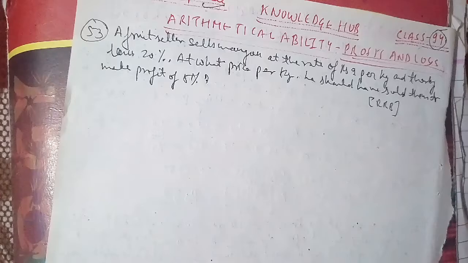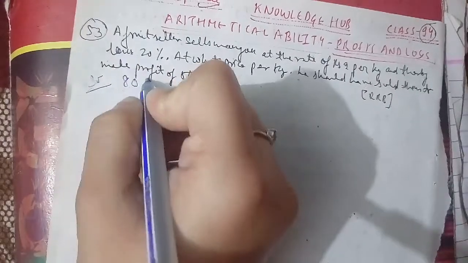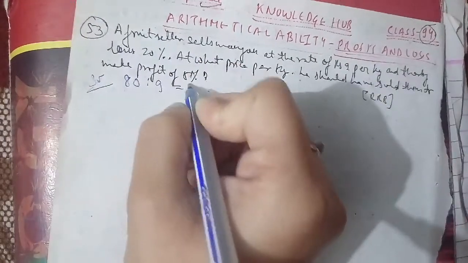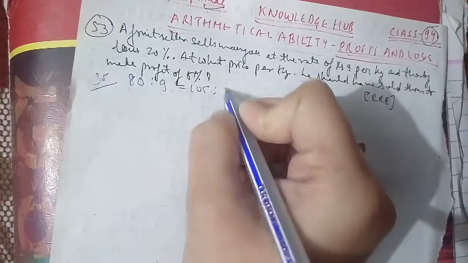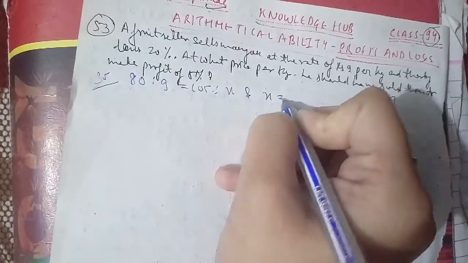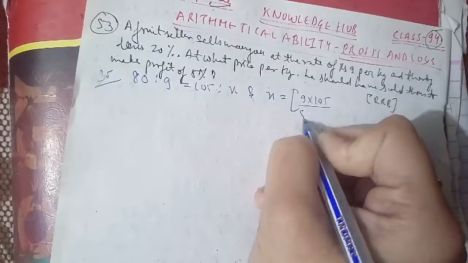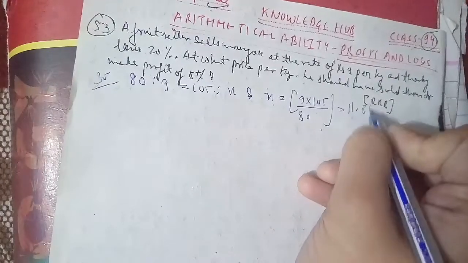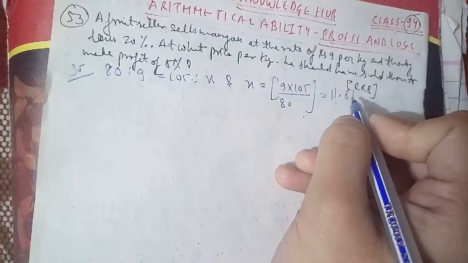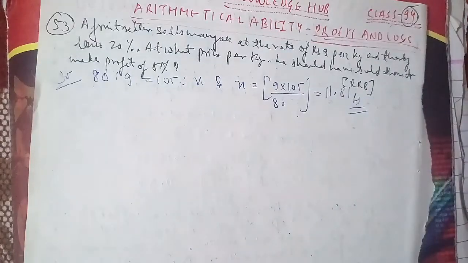So when we go ahead, you have to go ahead with the question here. 80 is to 9 equals 105 is to x, and x is equal to 9 into 105 upon 80, which is equal to 11.81. So hence the SP per kg is ₹11.81, that we have as the answer.